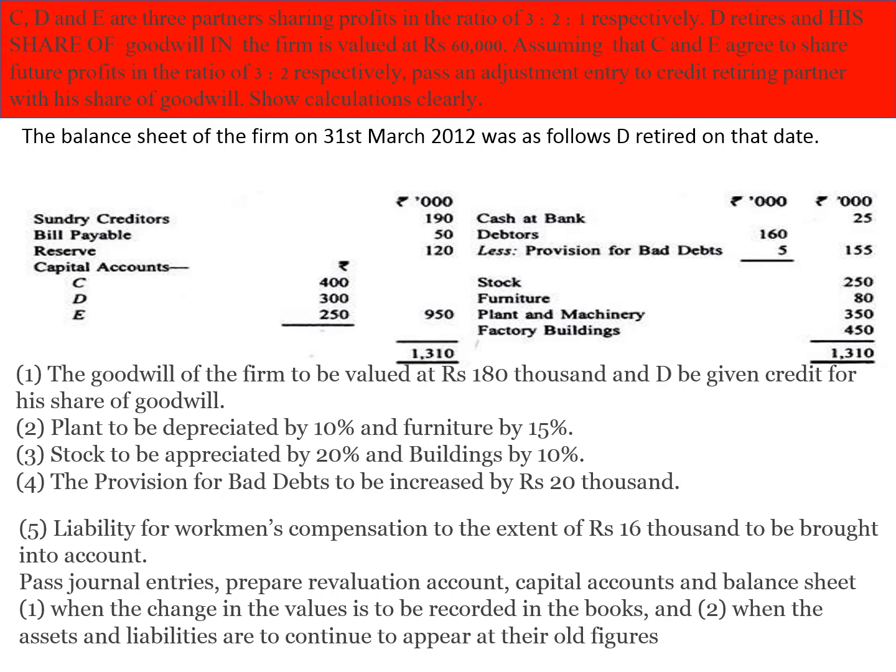Then we are coming to revaluation entries. Revaluation account debit to plant and machinery. Plant and machinery has decreased with 35,000. To furniture, furniture has decreased with 12,000.